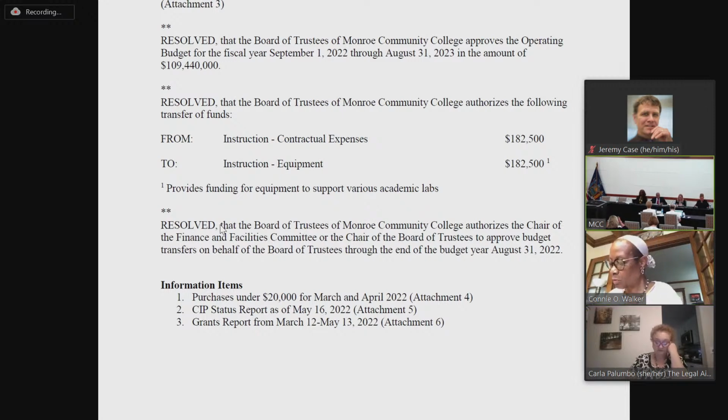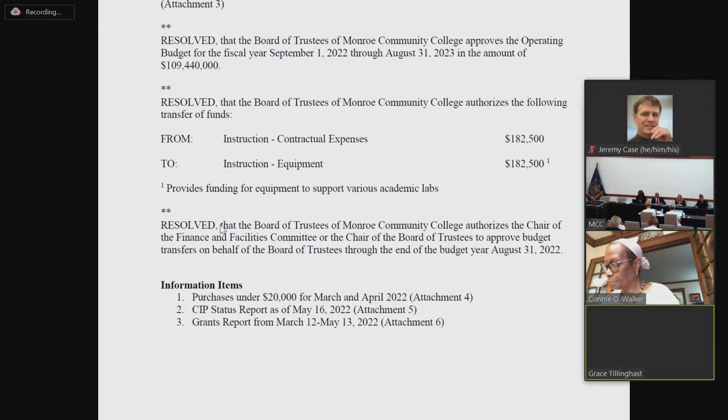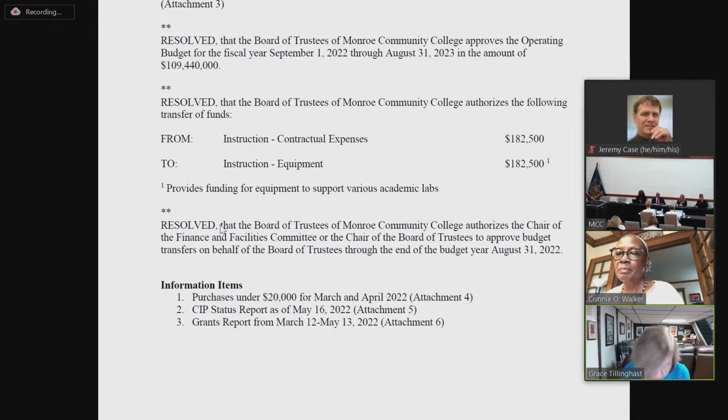Resolved that the Board of Trustees of Monroe Community College authorizes the Chair of the Finance and Facilities Committee or the Chair of the Board of Trustees to approve budget transfers on behalf of the Board of Trustees through the end of the budget year, August 31st, 2022. Trustees, may I have a motion to approve the budget transfers as noted? So move. Second. Been moved and second. Any discussion? All in favor? We'll move to a roll call vote.